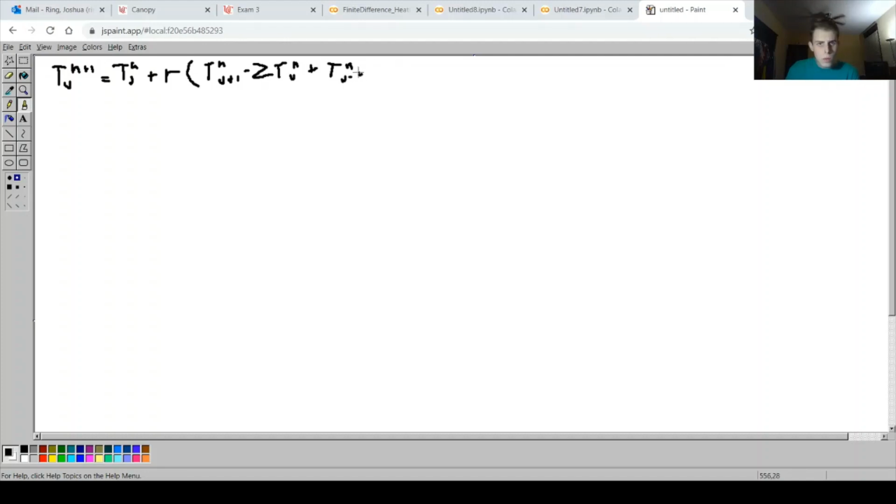And then that is being added to T of n plus 1 j plus 1, and then finally we are adding T n plus 1 j minus 1, instead of j plus 1. And this is all being divided by 2. Let me just go ahead and chuck another set of parentheses in right there.